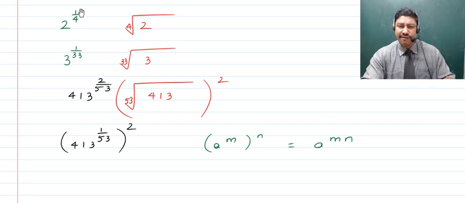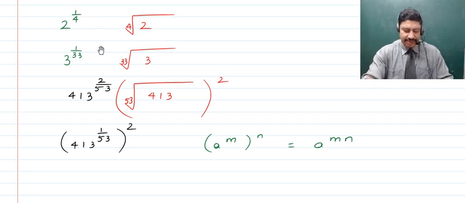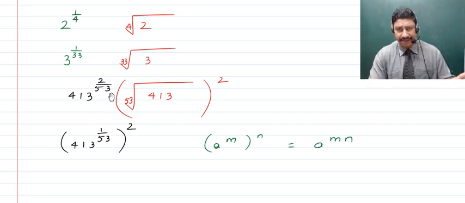So 1 upon 4 is a fraction, right? Similarly, 1 upon 33 is another fraction. And 2 upon 53 is another fraction which cannot be simplified. So a number which has such a fractional power will always be said to be an irrational number.